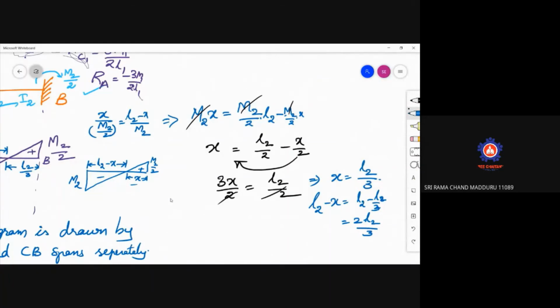Okay, if you want, you can note it down. I will wait for one minute. So using similar triangle principles, once again, we can do that.